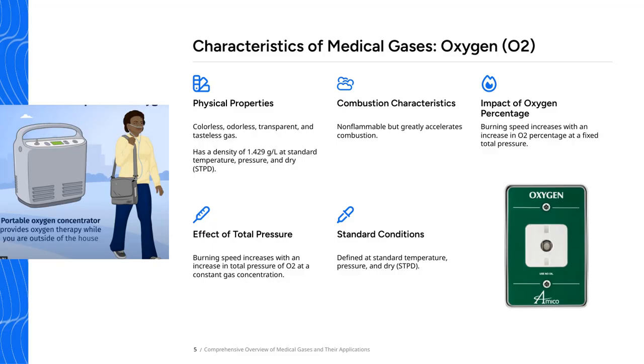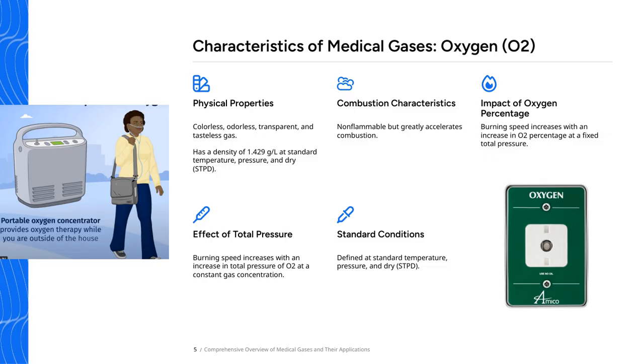Let's take a closer look at the characteristics of medical gases, starting with oxygen, or O2. When we define it, we do so at standard temperature, pressure, and in a dry state, which is important for consistency. Now, one key point to remember is that the burning speed of oxygen actually increases when the total pressure of O2 goes up, assuming the gas concentration stays the same.